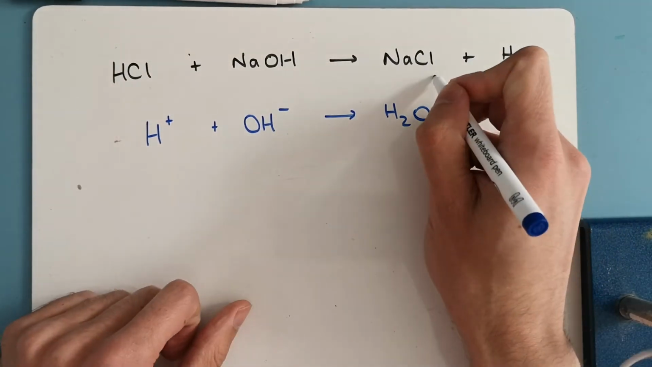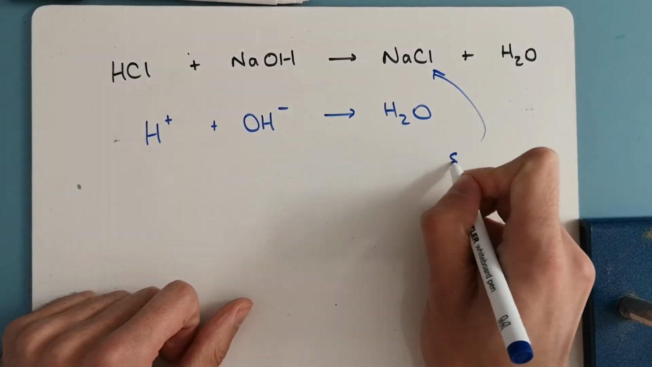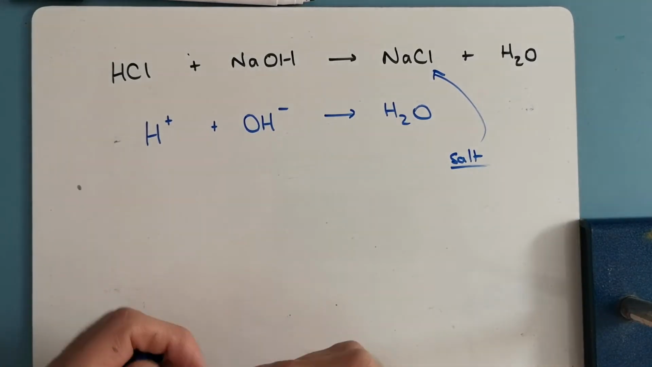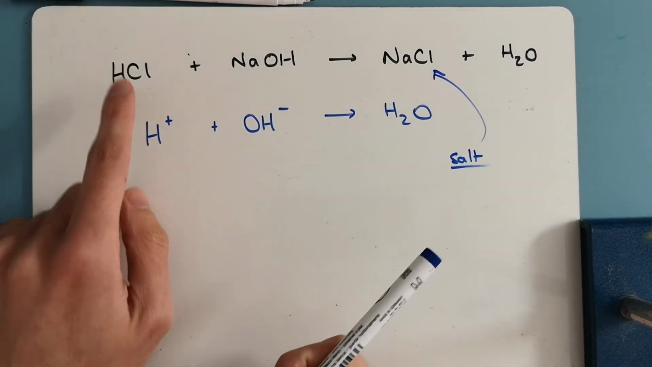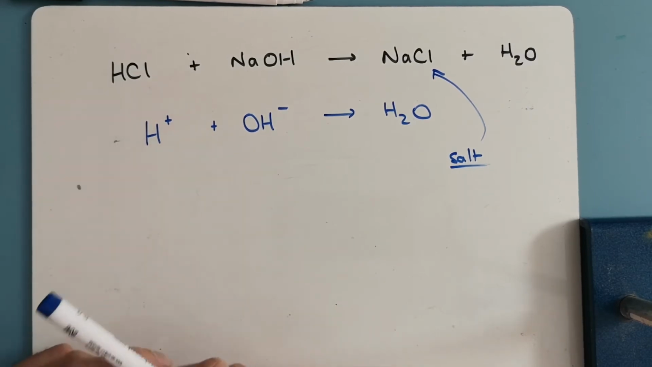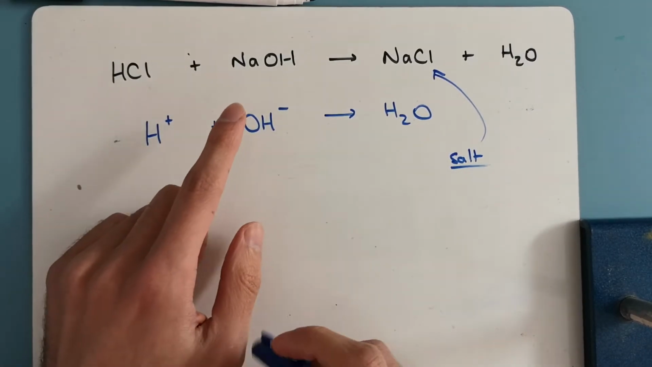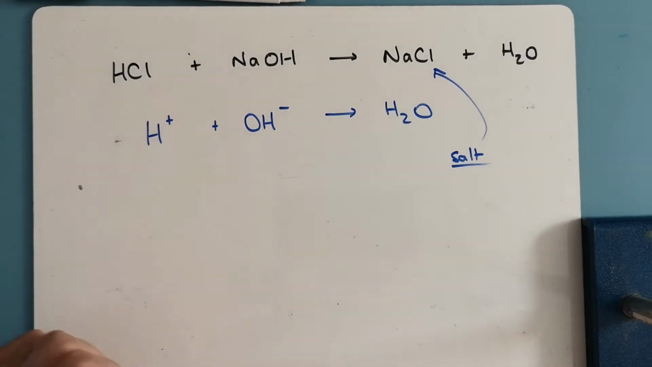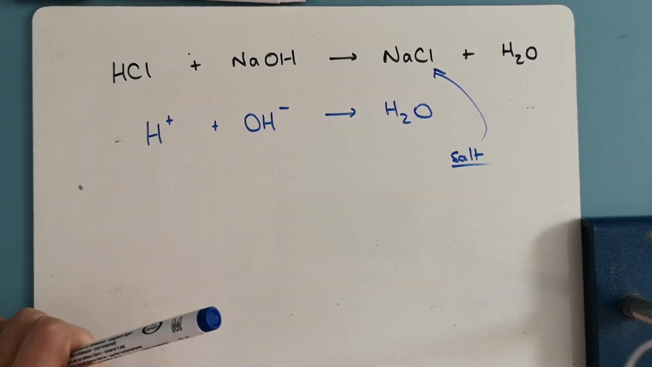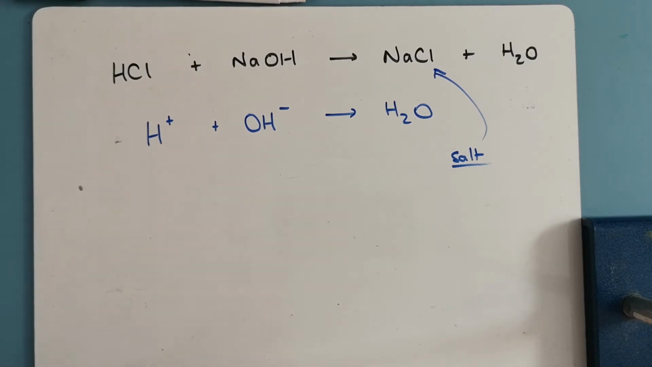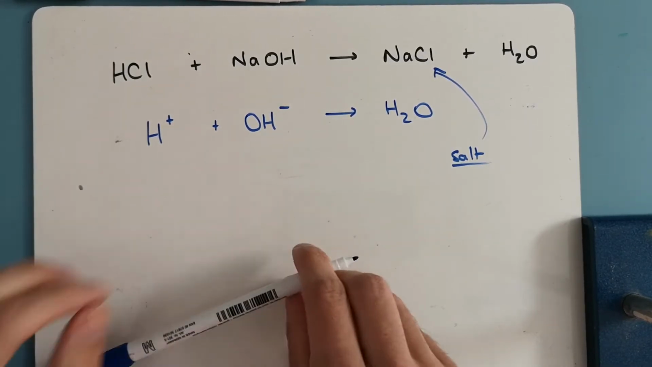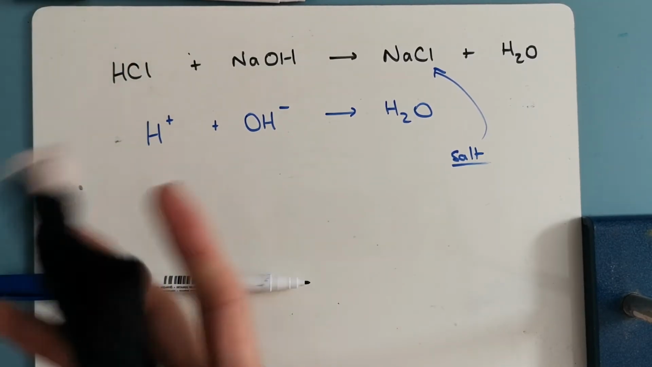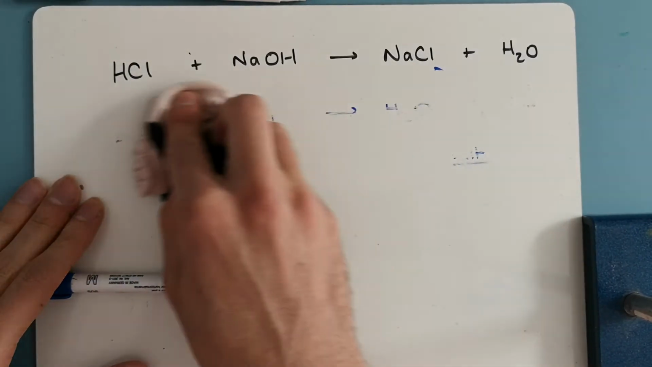Here we have a salt, always useful to know and identify salts, and this is where we've replaced the hydrogen ion, or the proton, on an acid with a metal ion or ammonium. We can also use this to look at titration calculations.